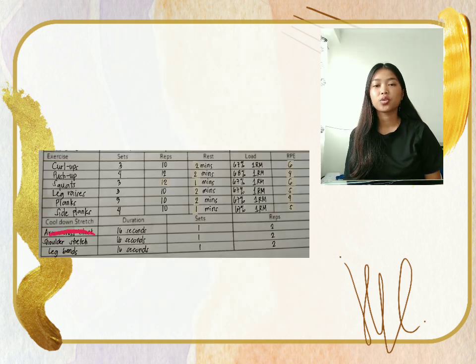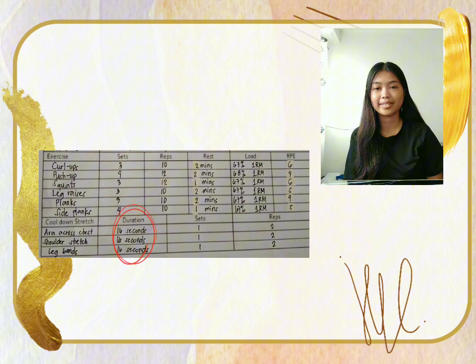The last is the cool down stretches, such as arm crossed chest, shoulder stretch, and leg bends. Just like the warm-up stretches, I will be repeating each stretch 2 times, and I will be completing 2 repetitions, 1 time per set, in 16 seconds.